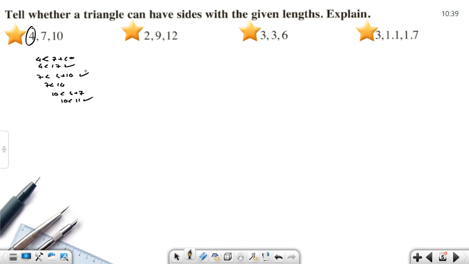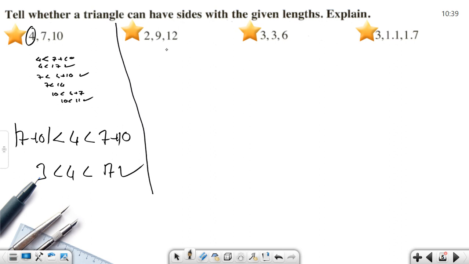But I don't want to use this method. This method, as you see, takes lots of steps. I choose 4 in the middle. So I add these two, 7 plus 10, and I subtract these two, and 4 must be between them. Be careful, I use absolute value here, because length cannot be negative. The difference between 10 and 7 is 3. So 3 is less than 4, less than 17. Is that statement true? Yes, that's true. So it forms a triangle. A triangle can have these lengths.